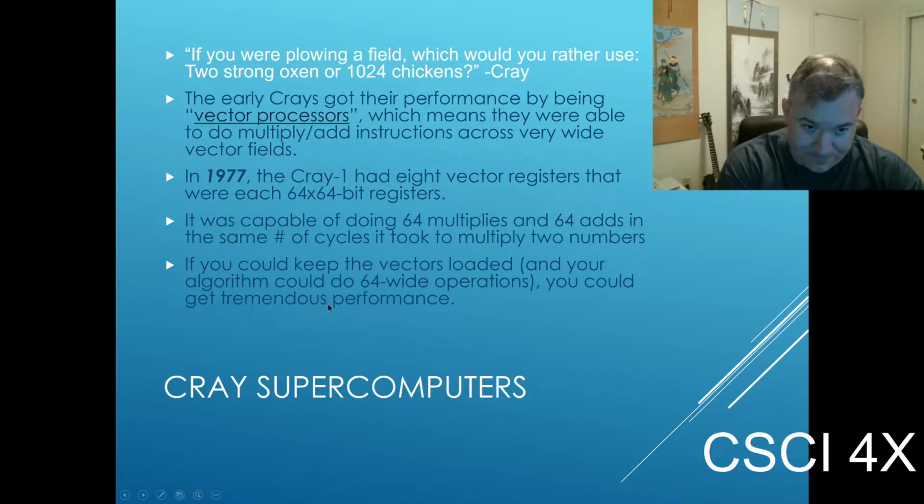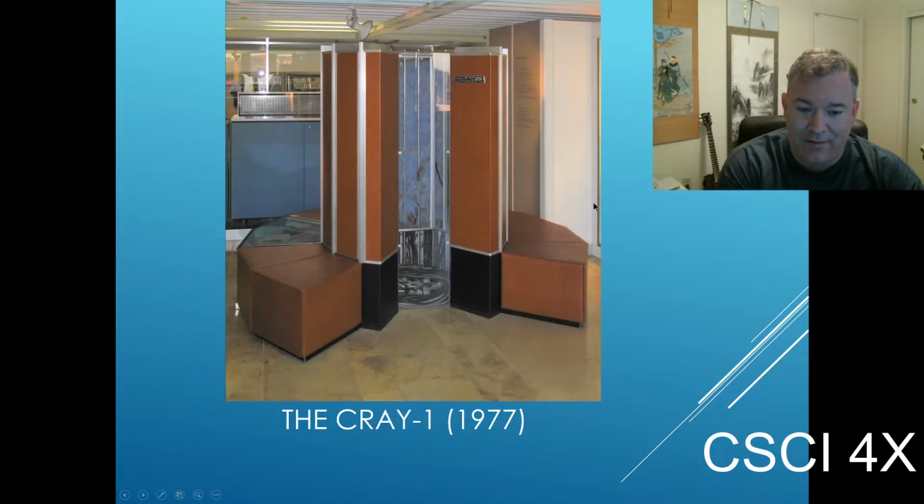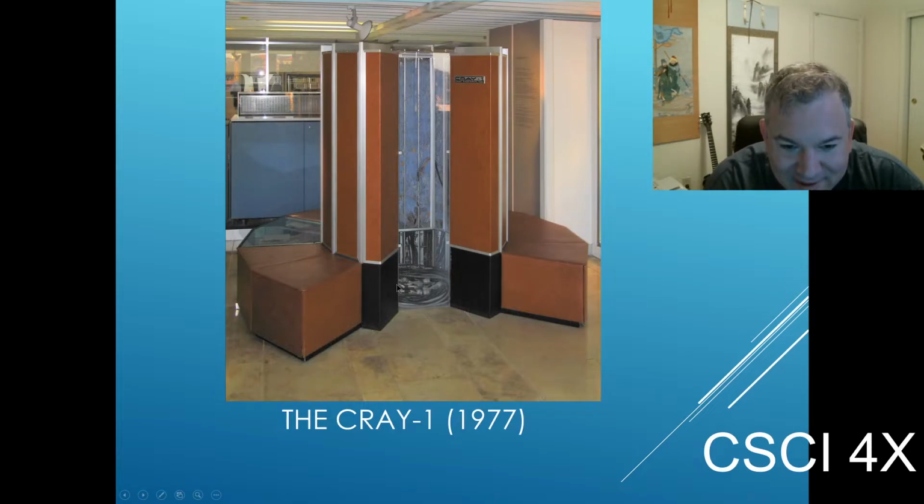So, if you can keep the vectors loaded, you could do a lot of math very quickly, right? And so this is what the Cray 1 looked like. This was the 1970s, so of course everything had to be wood paneled. And on the inside there you can see the cables. And so this would be in a machine floor room.